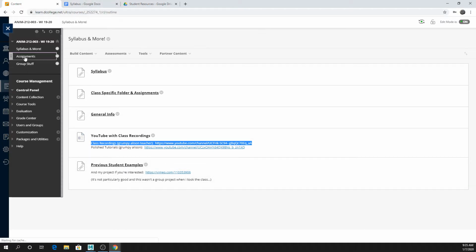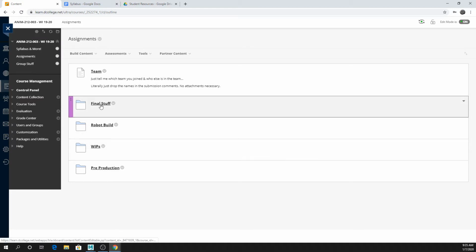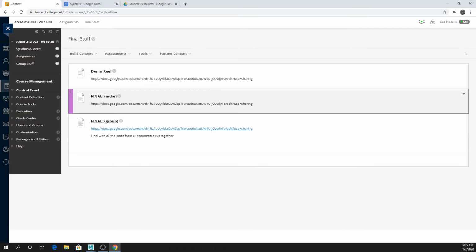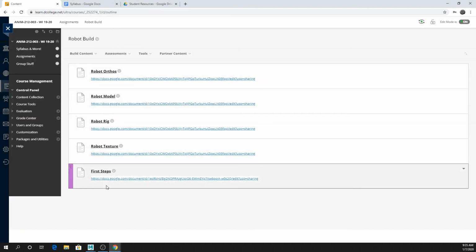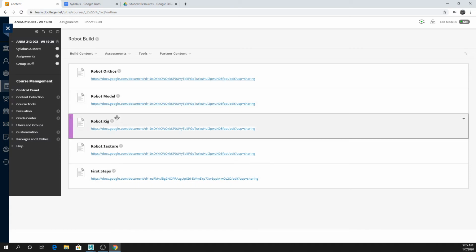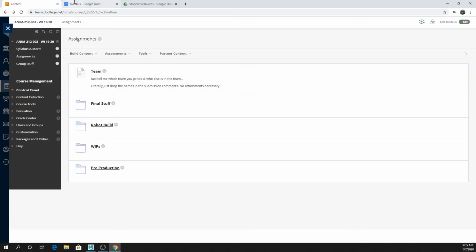So that's pretty much Learn. I have your assignments laid out all here. I group them into folders based on what you're submitting, so stuff for the final, stuff for the robot build that you guys will be doing. That's all lumped together. So hopefully that's reasonably easy to find.